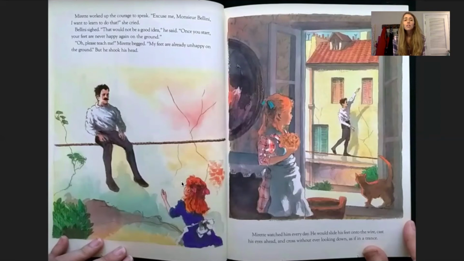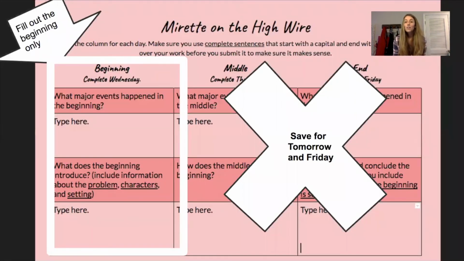"Once you start, your feet are never happy again on the ground." "Oh, please teach me," Mirette begged. "My feet are already unhappy on the ground." But he shook his head. Mirette watched him every day. He would slide his feet onto the wire, cast his eyes ahead, and cross without ever looking down, as if in a trance.